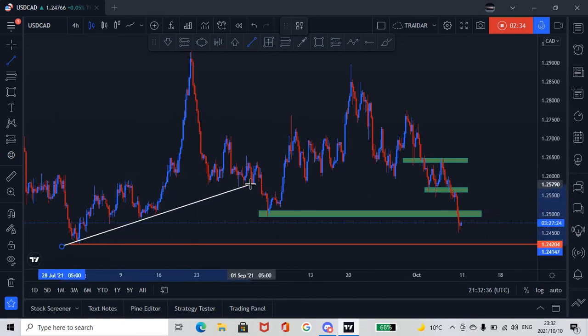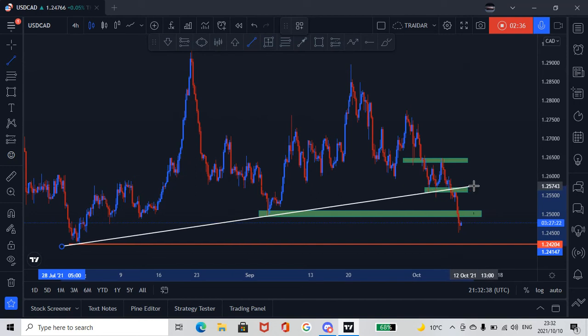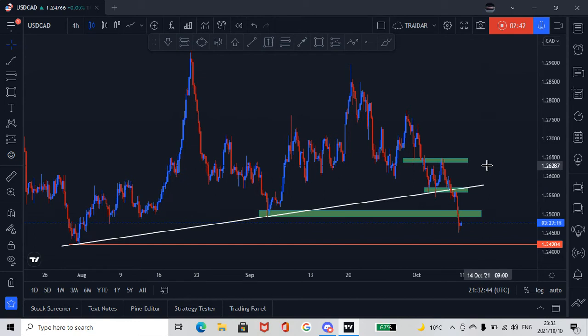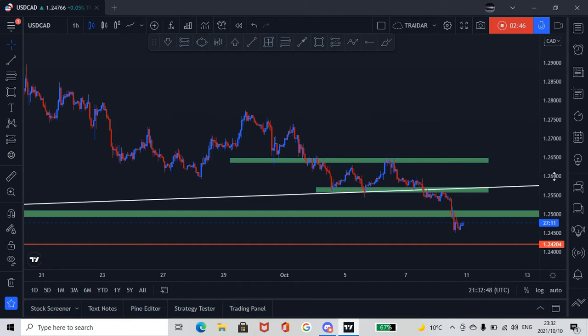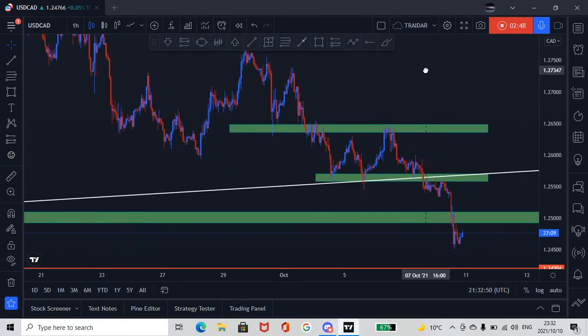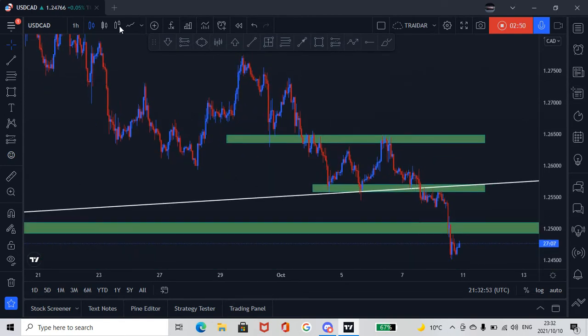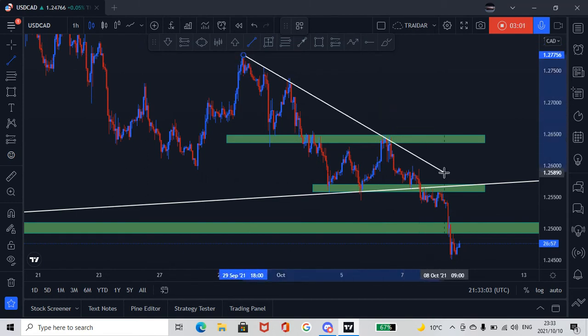So let's identify our trend line. Boom, exactly right there. Now let's zoom into it. USDCAD, guys. You can see we're now on the 1 hour time frame. We're moving correctly. Let me first identify this big one.